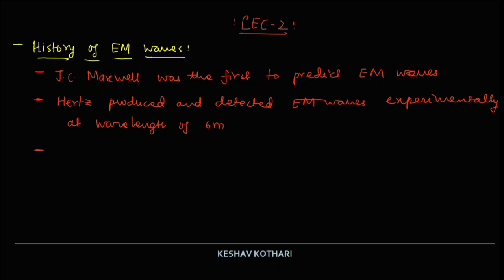Next came J.C. Bose, most importantly an Indian. J.C. Bose produced electromagnetic waves of wavelength ranging from 5 millimeter to 25 millimeter.